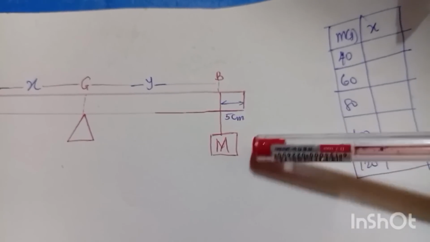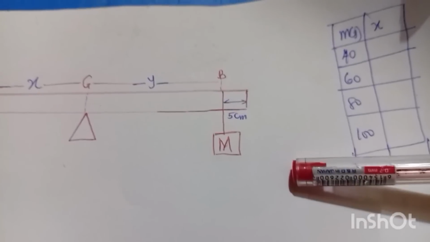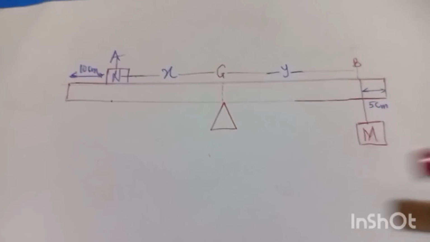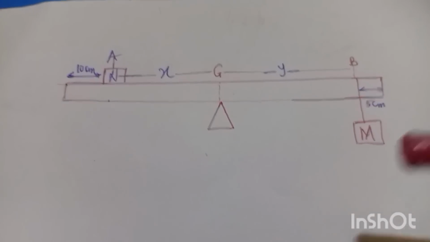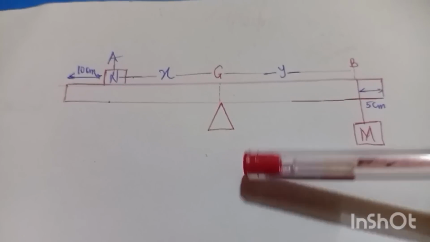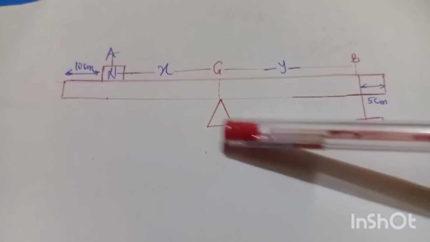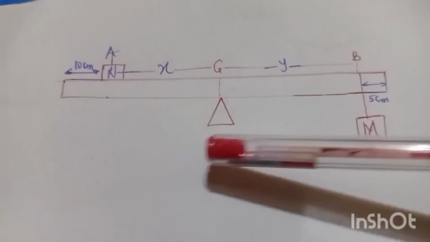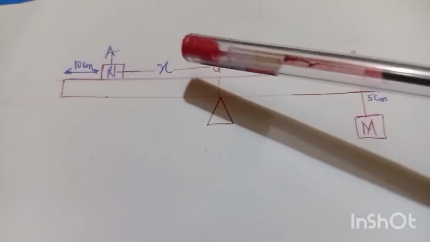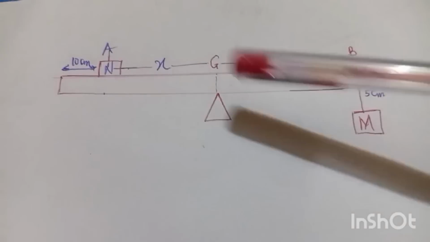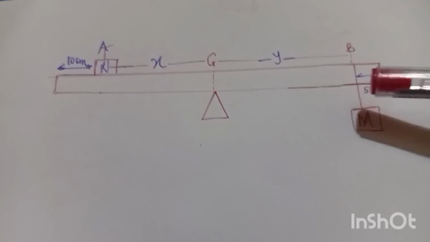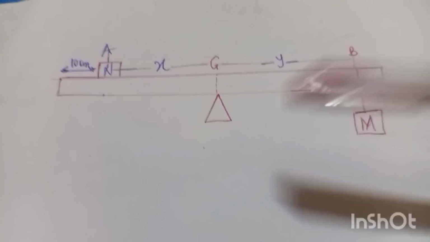The variable mass will be placed on 5 centimeter, and in this question your N and your M must be fixed, which simply means that your center of gravity, your pivot, your knife edge will be the one shifting left and right, and the more it is shifting, it will be affecting your x and y. X is the distance between A and G, y is the distance between B and G.